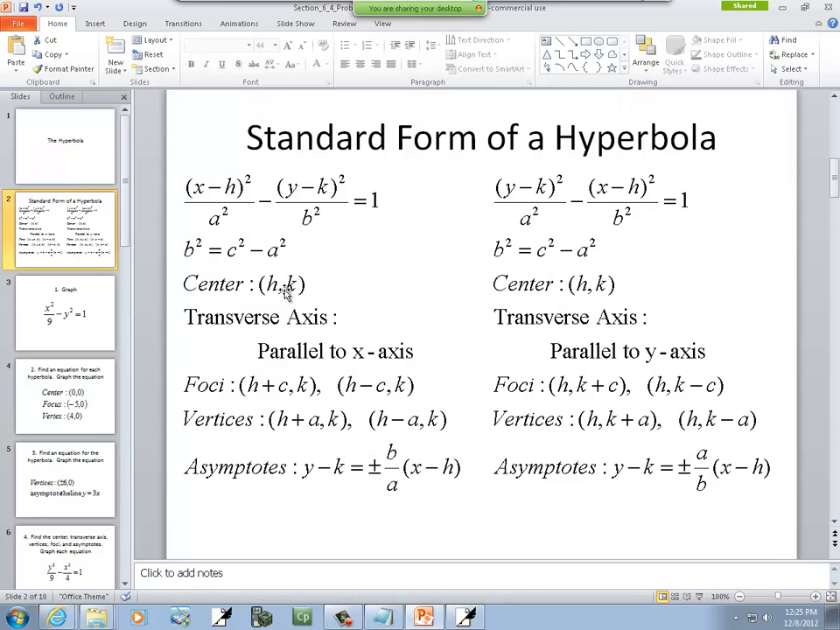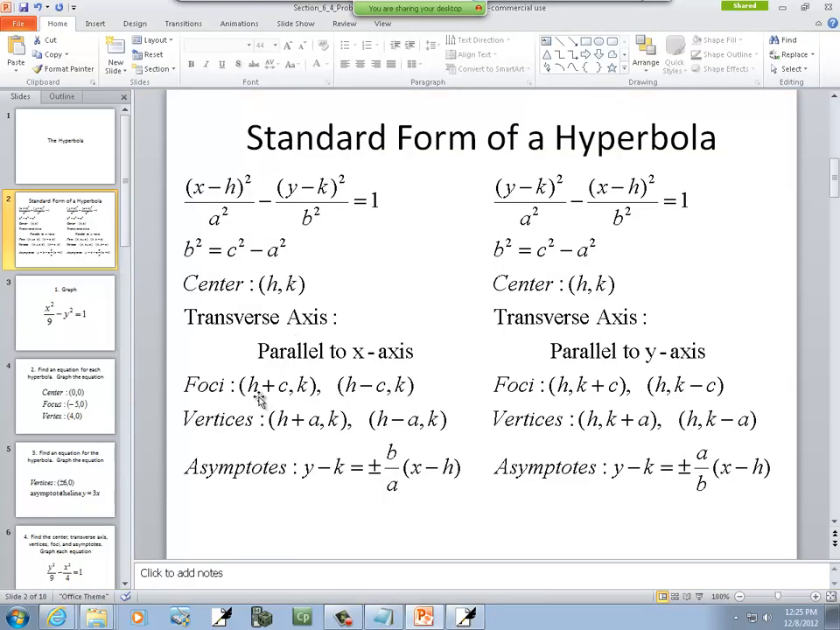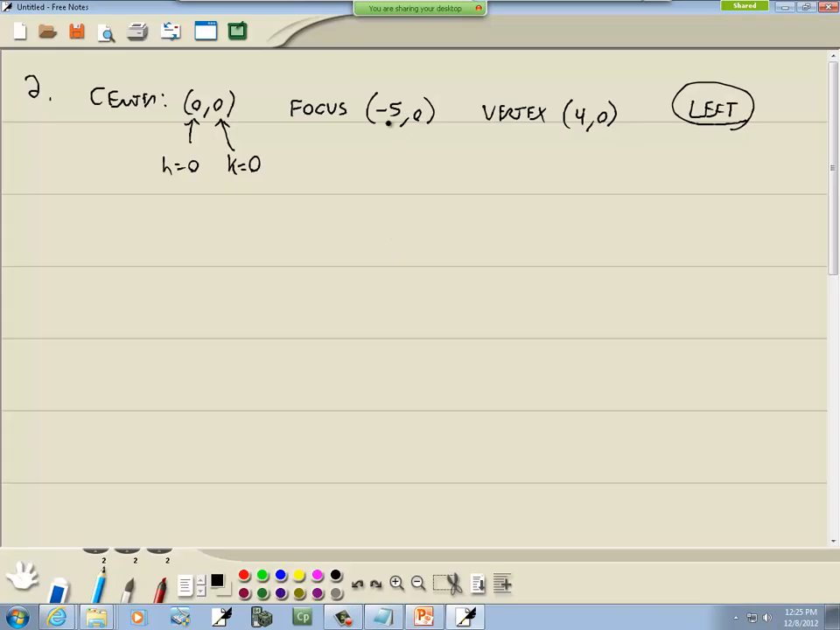Now, formula on the left side. Center is h, k. So that means that this is h, and this is k. Now, our goal is to get those 5 letters. If we have those, we have everything. Our focus is h plus c or h minus c, comma k. Well, we already know k. So this right here is either going to be h plus c or h minus c. I'm going to try h minus c.